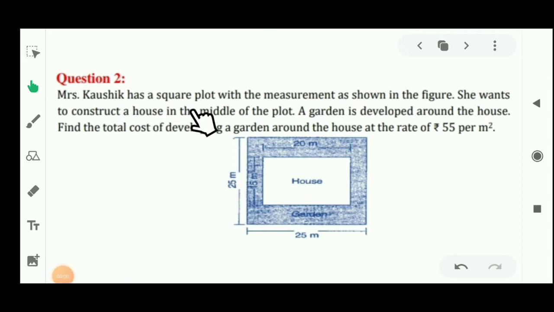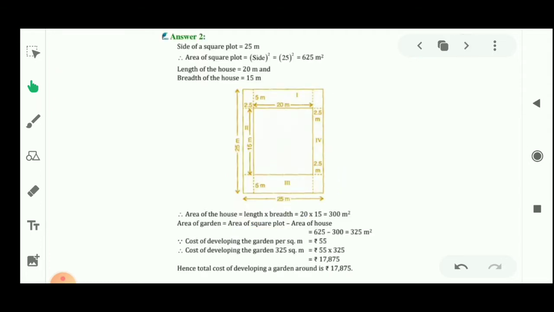Number 2. Mr. Kaushik has a square plot with the measurements as shown in the figure. She wants to construct a house in the middle of the plot. A garden is developed around the house. Find the total cost of developing a garden around the house at the rate of rupees 55 per meter square. Students, you can see the outside plot is a square and the inside house is a rectangle. Let's see the solution of the given figure.